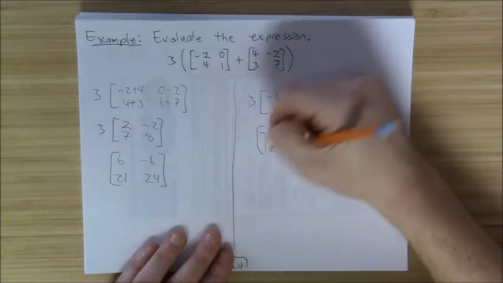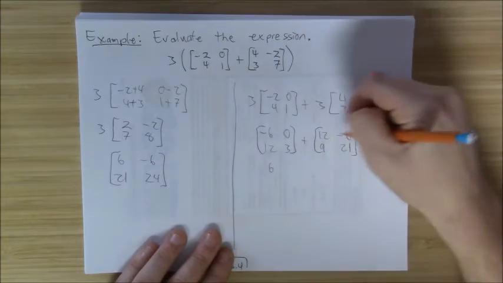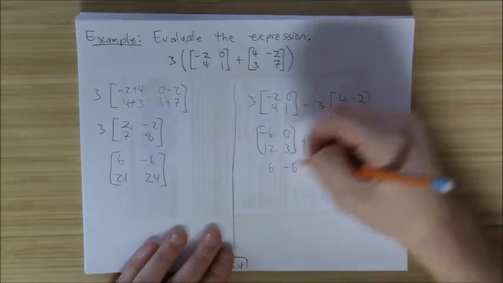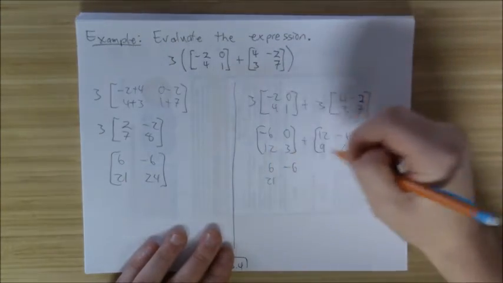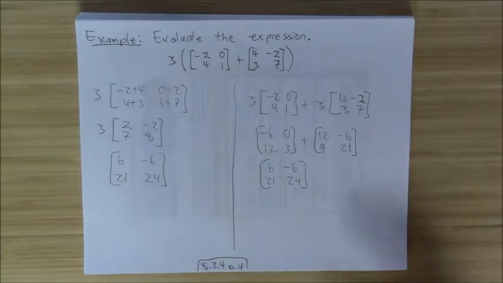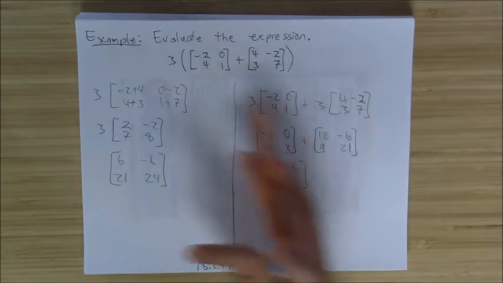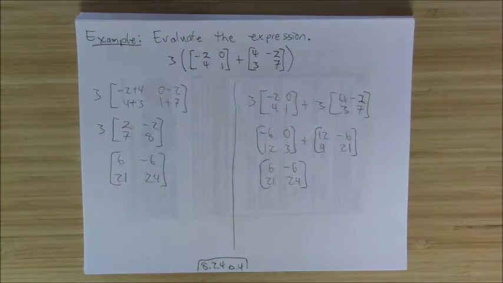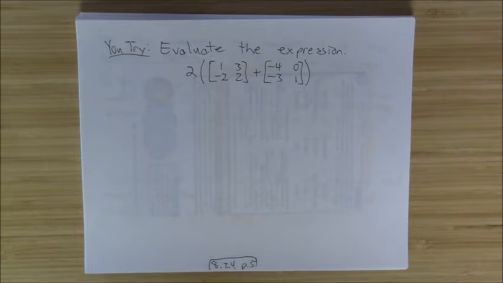And then adding those, we get +6, -6, 21, and 24. And we notice that we get the same answer. This isn't really a proof of the property, but it definitely shows that the distributive property works in this example. Now it's your turn to do this.